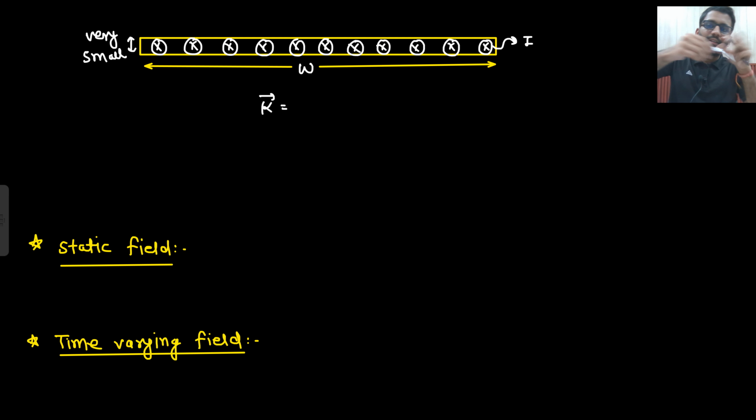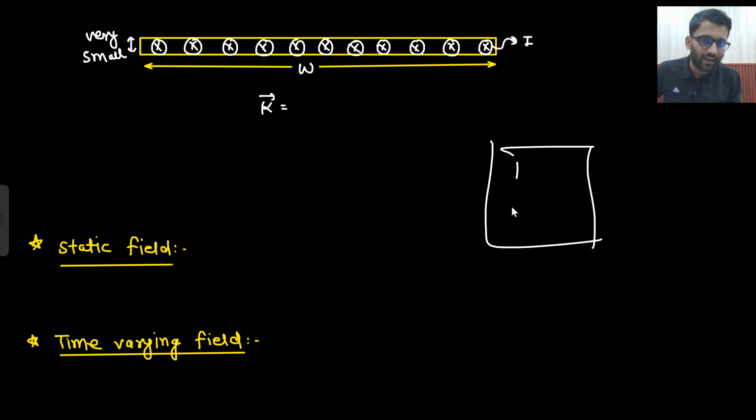But this width, I should say this length, is very small. So it would feel like it is a simple wire only, and it would feel like the current is flowing through that wire. Or I should say the current is flowing through that line. So the current is crossing that line.